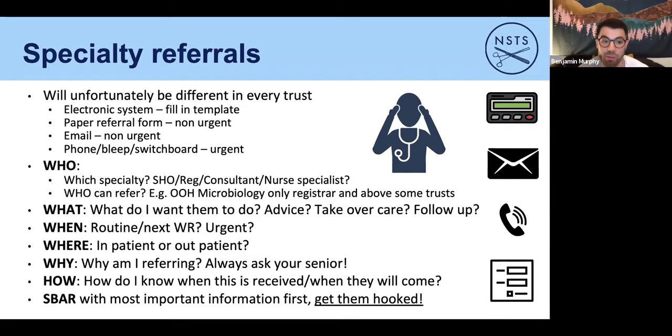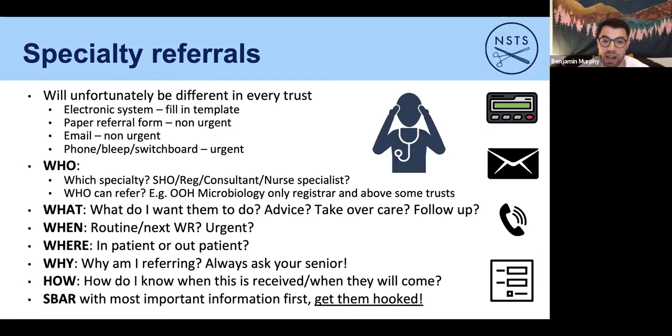And then just be really clear about what you want. Do you want advice? Do you want them to take over care? Do you want them to arrange follow-up? How urgently do you want it? Where do you want it, as an inpatient or an outpatient? Why are you referring? Again, one of the most important things. And if you're not sure, ask your senior. And if they can't tell you, maybe think, do we actually need to be referring this patient? And then simple things like, how do you know when it's been received? For example, in my trust for endoscopy, we do it on pink cards that get sent there and they get lost all the time. So we tend to phone the day after and just check that the pink card's been received and whether they've got a date for the endoscopy.